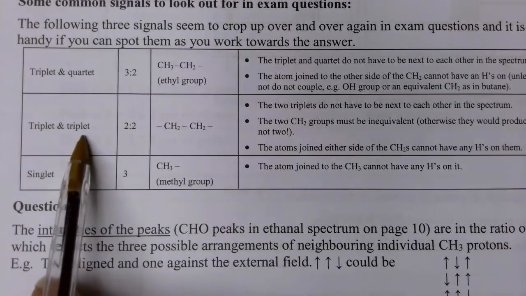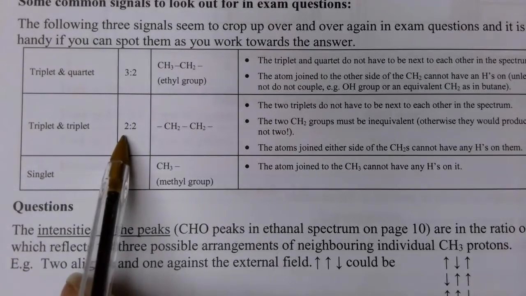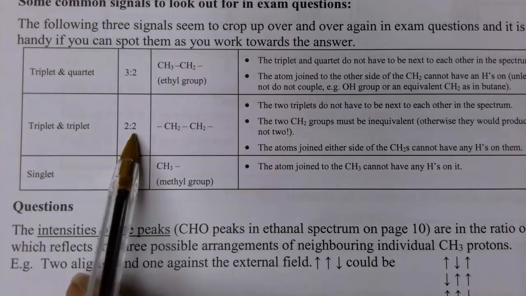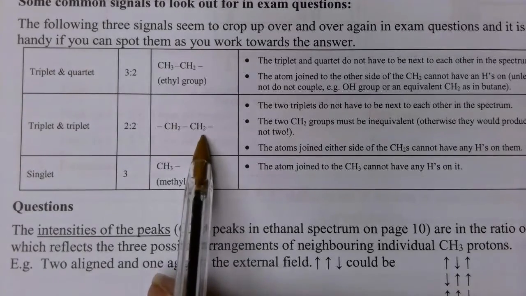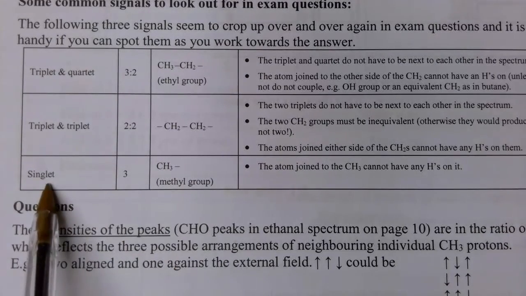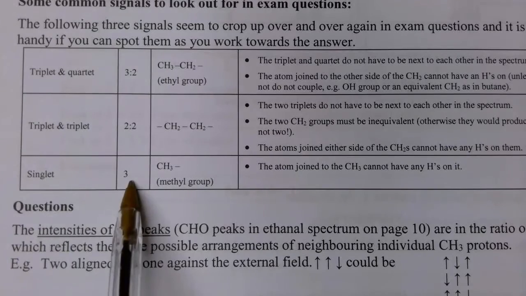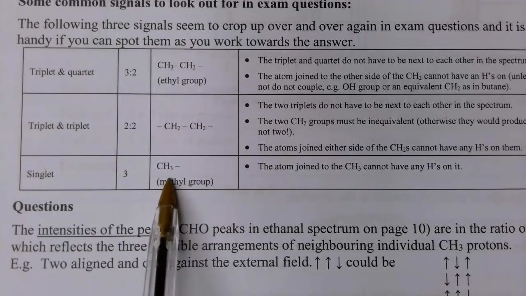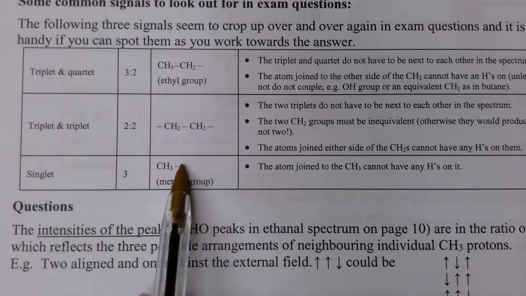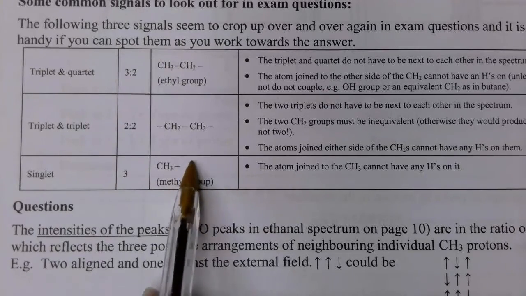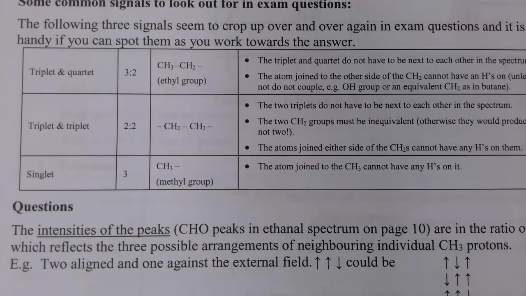Likewise, if you have a triplet with the ratio 2 to 2 in terms of the hydrogen environments, it's likely to be a CH2-CH3. If you've got a singlet with a ratio of 3 in terms of the hydrogen environments, it's probably going to be a CH3 group adjacent to something with no hydrogens on it. So it could be adjacent to a carbonyl or carboxylic acid group, or something which wouldn't have a hydrogen on it.